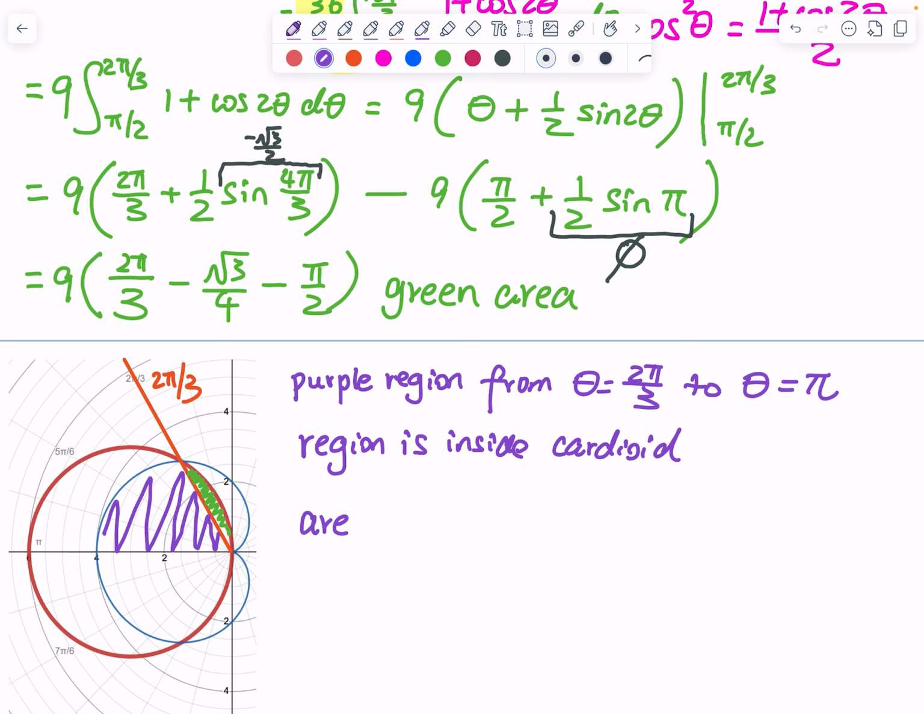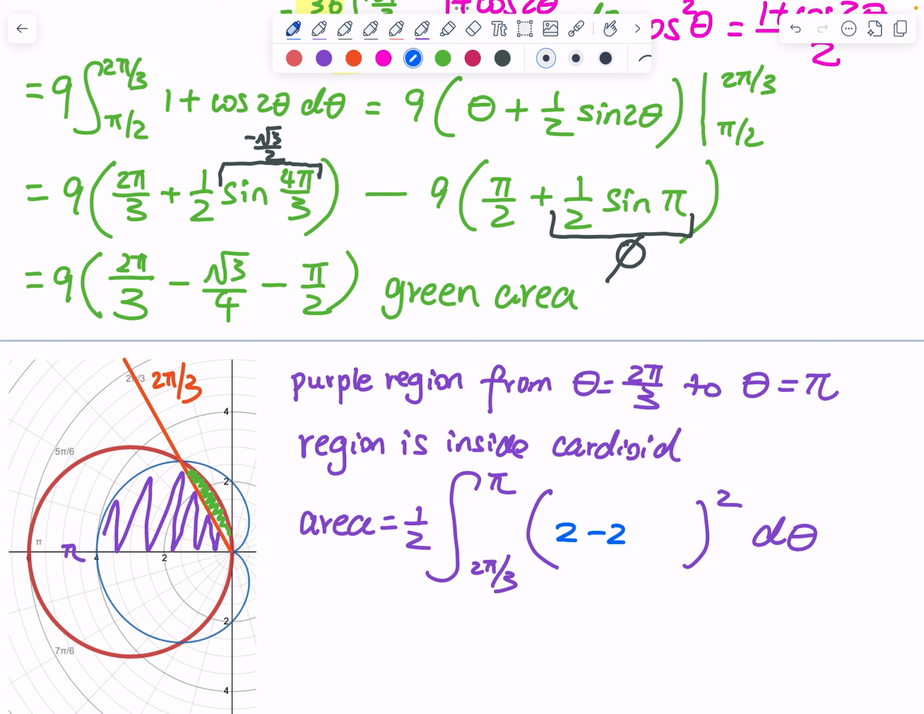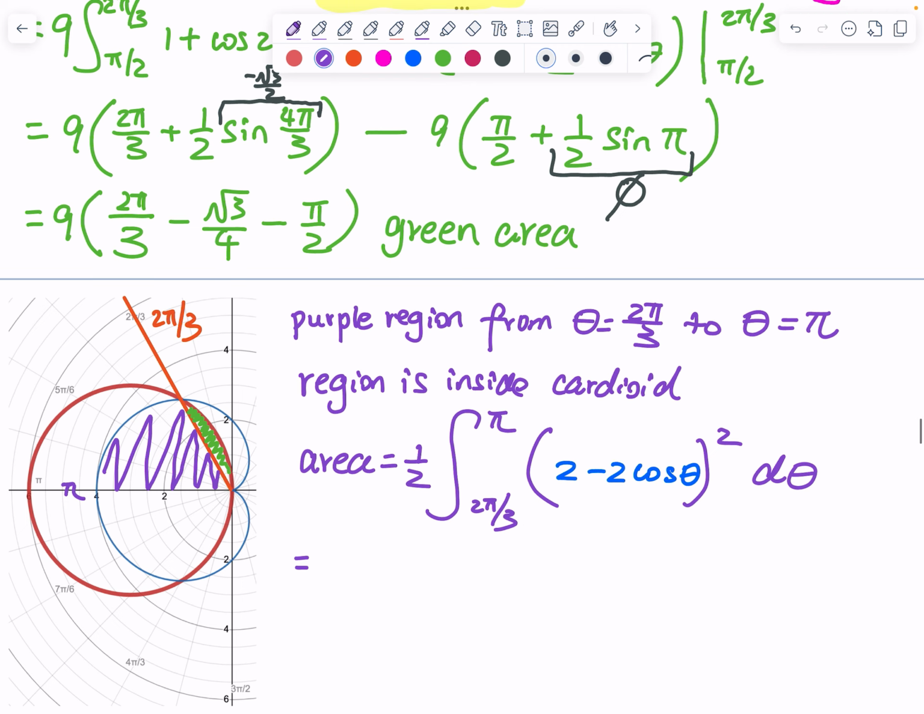And then I have area equals 1/2. Okay, this is from where to where? Continue from 2 pi over 3, and this one will be all the way to pi. From 2 pi over 3 to pi. And then I will square the cardioid, and then d theta. The cardioid is 2 minus 2 cosine theta. Then you open up the square. This is 1/2 integral. Open up the square, you have 2 times 2, which is 4, minus 4 cosine, and then 2 times 2 cosine squared.